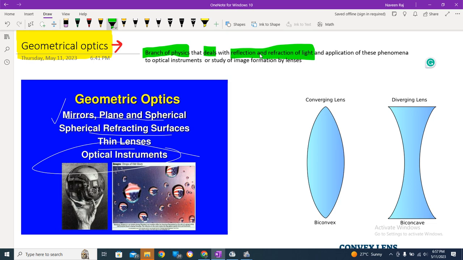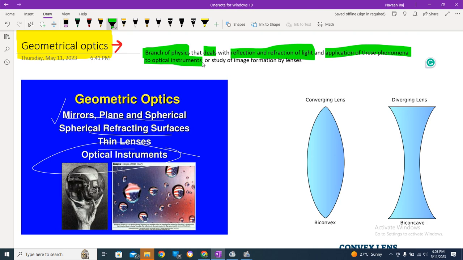But remember that geometrical optics itself could come under the study of light. If there is an option, suppose I don't know the proper word for the study of light, maybe that is something related to optics. The geometrical optics deals with the reflection and refraction of light and the application of these phenomena to optical instruments.